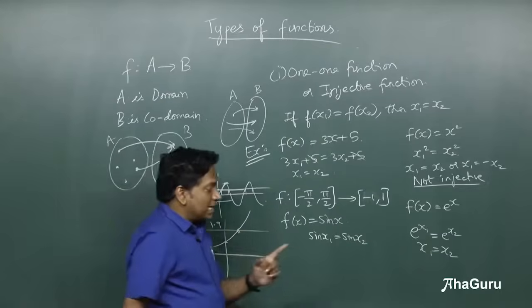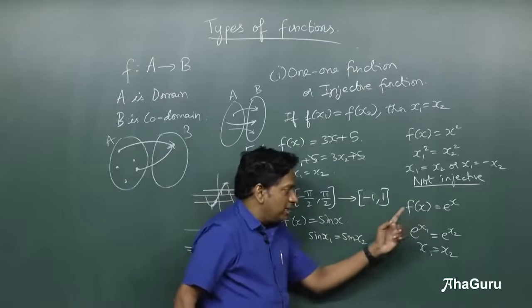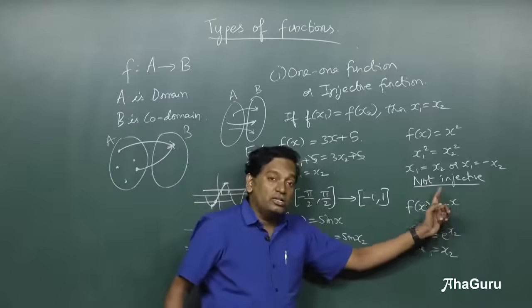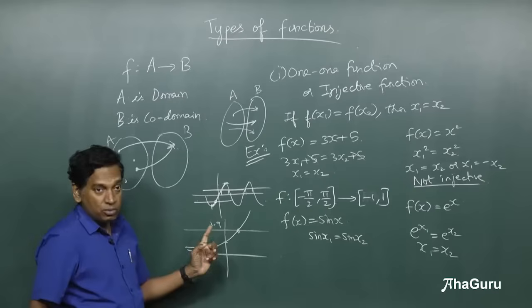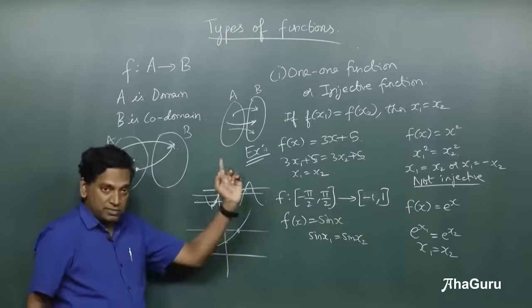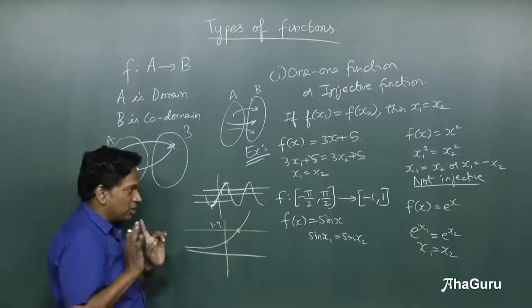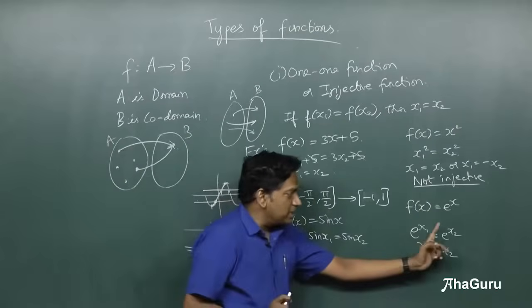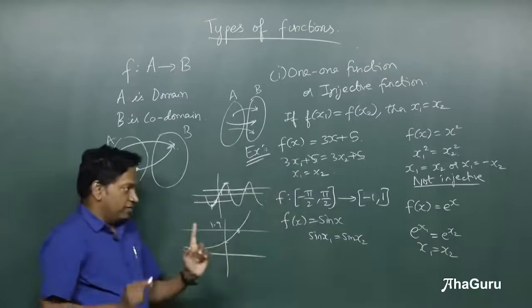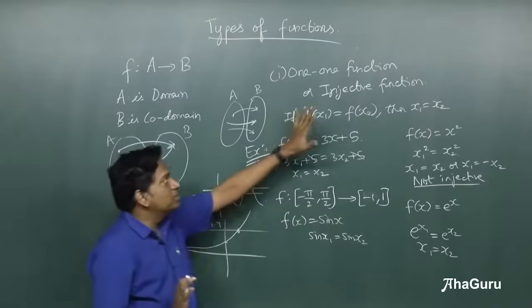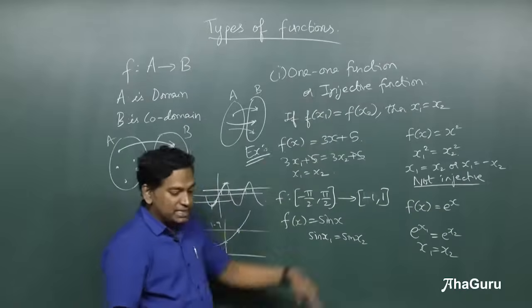Now you have to understand that the function itself, e power x, does not allow negative numbers. e power x is always positive, but that consideration doesn't come into this definition. We are only bothered about e power x1 is equal to e power x2. If that is given, can we say for sure x1 equals x2? Yes. So this is the definition for injective function.